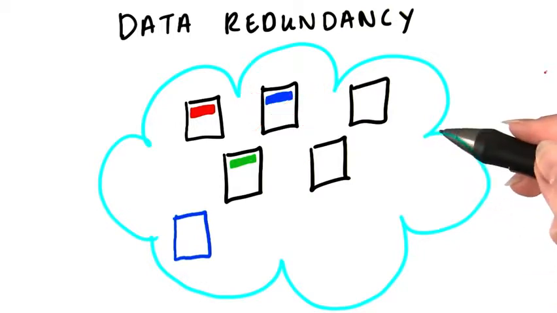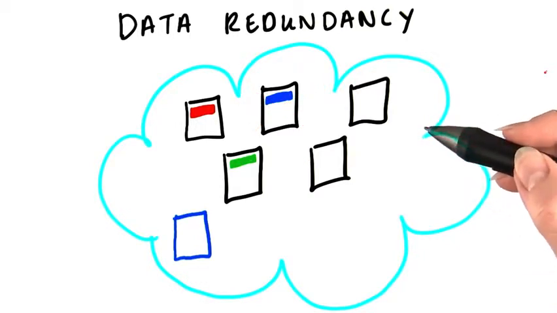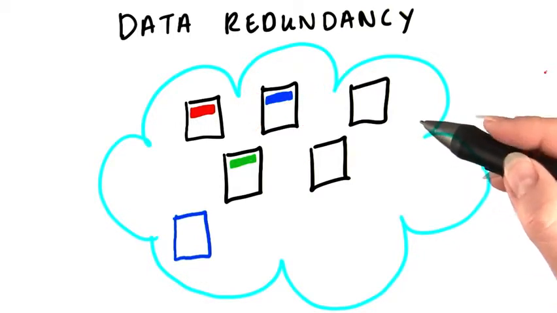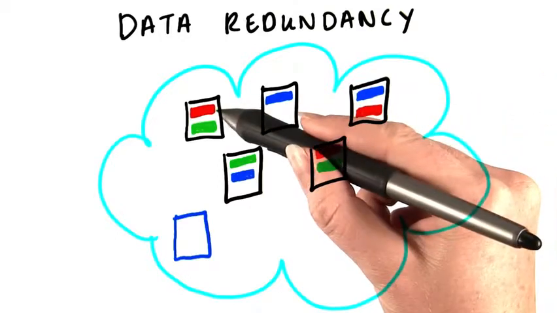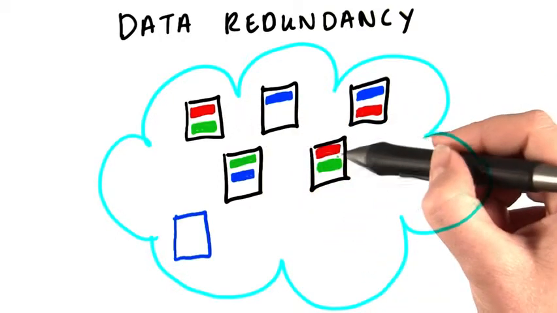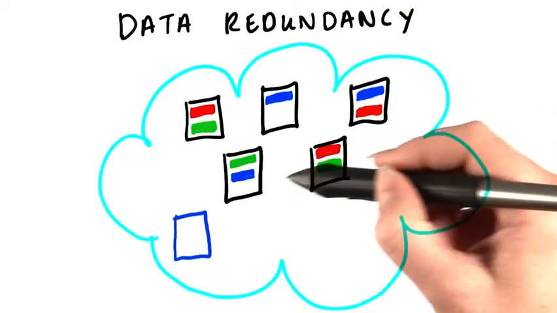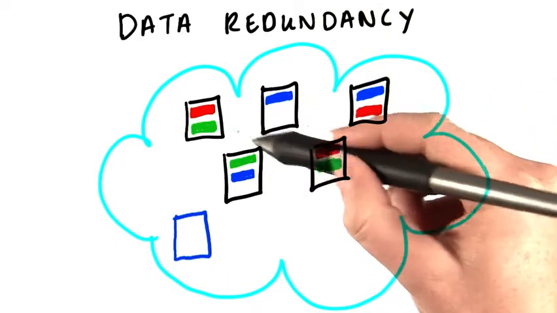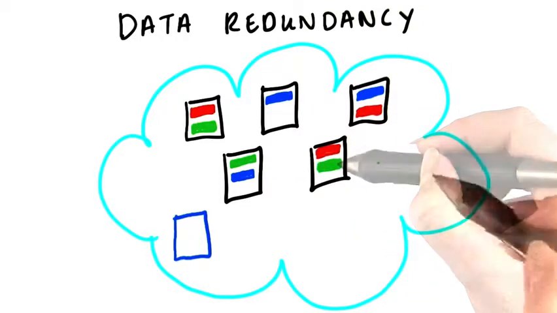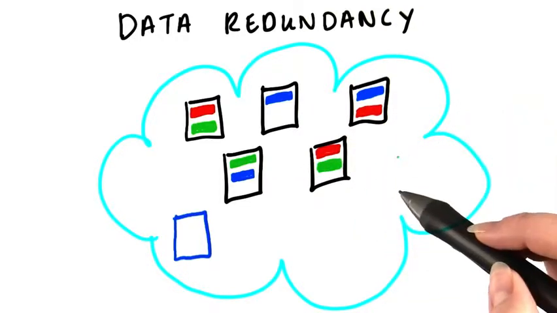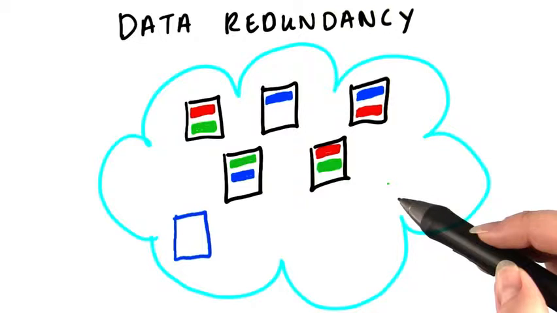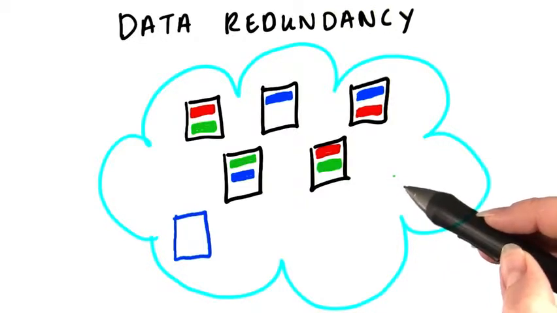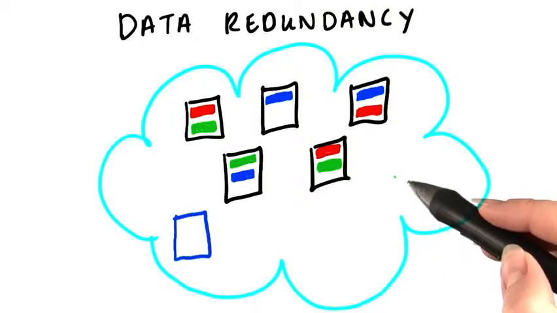To solve this problem, Hadoop replicates each block 3 times as it's stored in HDFS. So block 1 doesn't just live here. It may also be here and here. Block 2 is here, here, and here. And block 3 is here, here, and here. Hadoop just picks 3 nodes at random and puts 1 copy of the block on each of the 3. Well, actually, it's not totally random, but that's close enough for us right now.